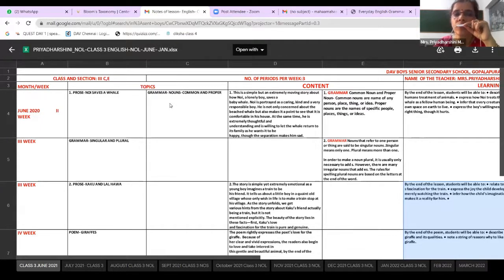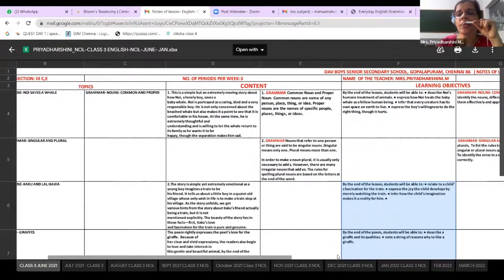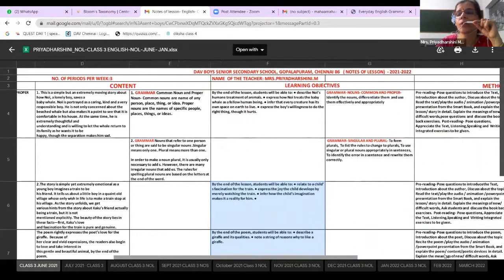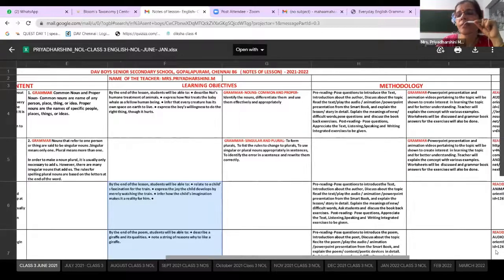Because the children, they will see the board and write. Here we write it on the board and make the children copy it from that. So it will take some time. Then you're supposed to mention the number of periods also. Here for online teaching, we had 3, so I have mentioned it as 3. Otherwise, it is 5 only here. Topics, of course, you can mention. Learning objectives, content you can mention. Then learning objectives, methodology, aids, assignment.